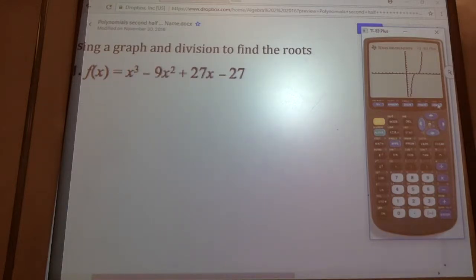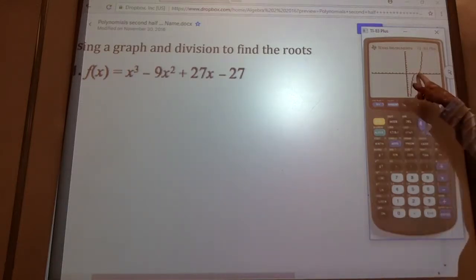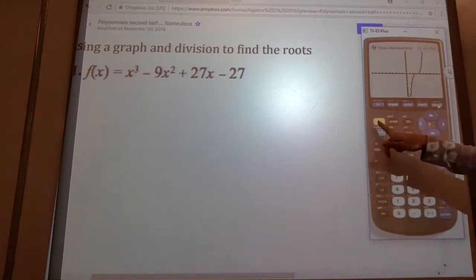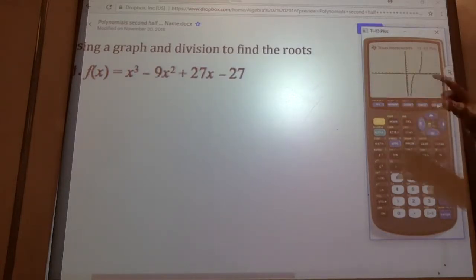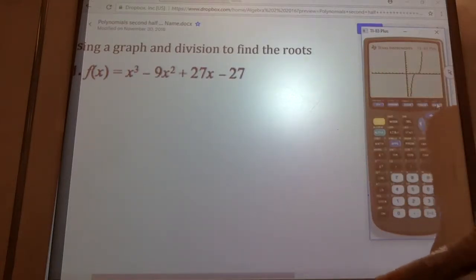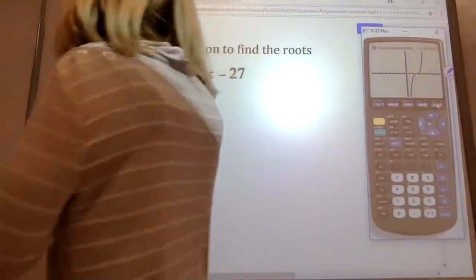At 3. Okay, so I know 3 is going to be a root, and I can double check myself by going to the second graph, and when x is 3, y is 0, that's proof right there that yes, 3 is a root, right? Your roots are when y is 0. So we're going to go over here and do synthetic division with 3 to take that out.